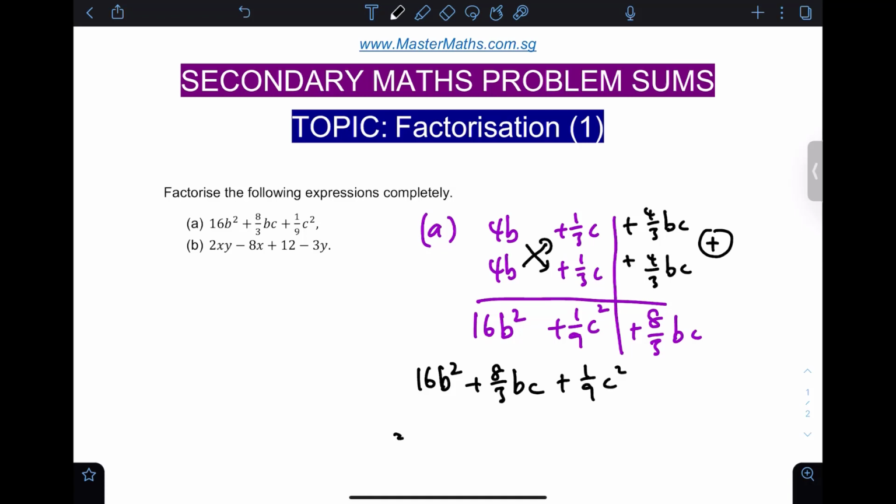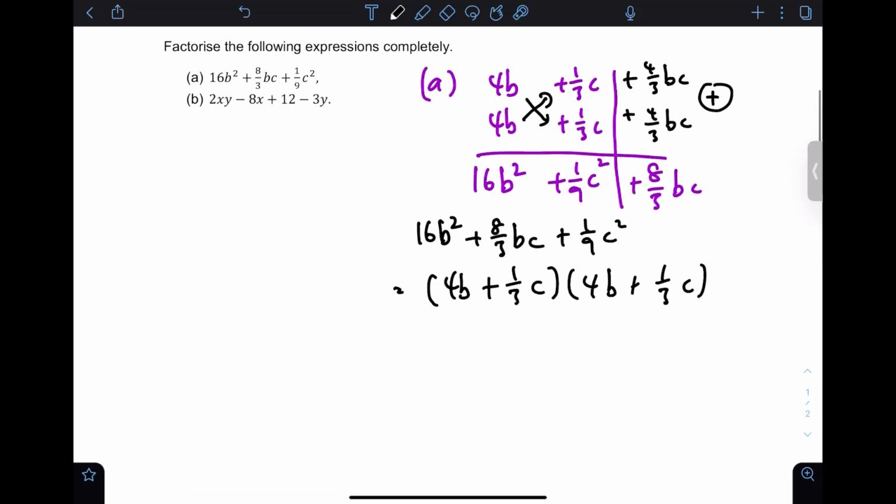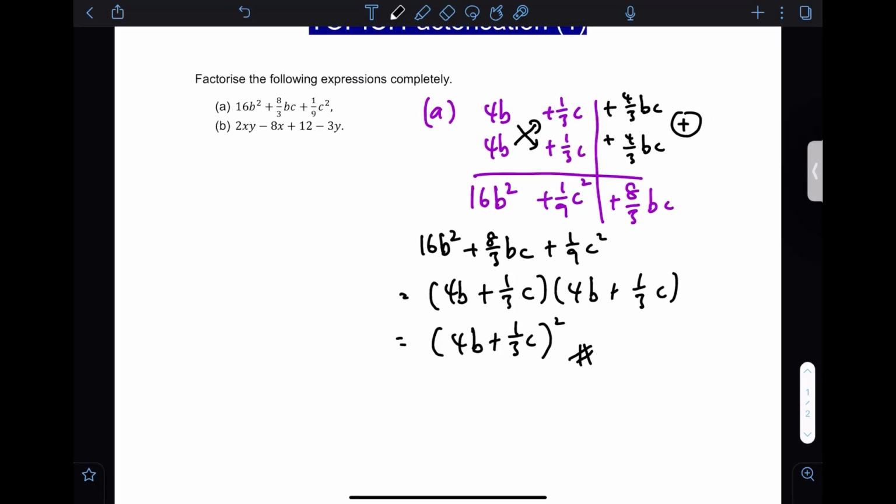Now this will be equal to the two brackets here, 4b plus 1/3c, 4b plus 1/3c, and you don't even have to put it twice. Actually, you can just put one of the brackets with a square. Okay, so there's the final answer for part A.